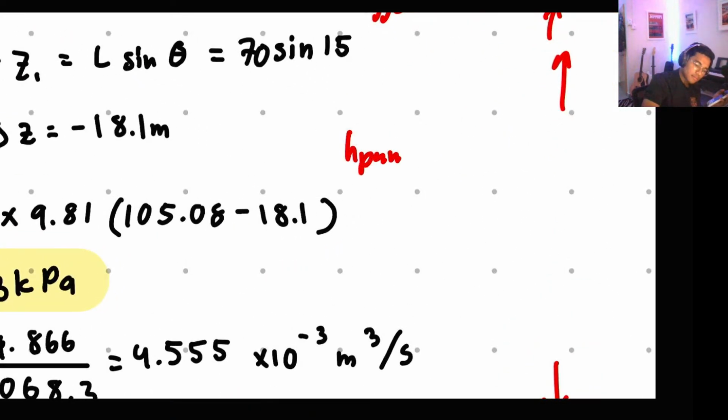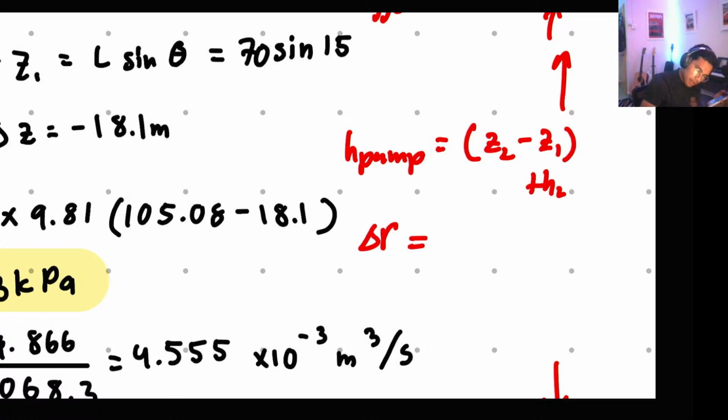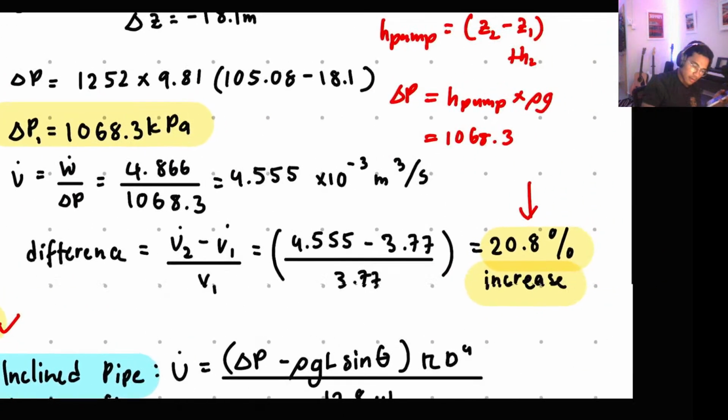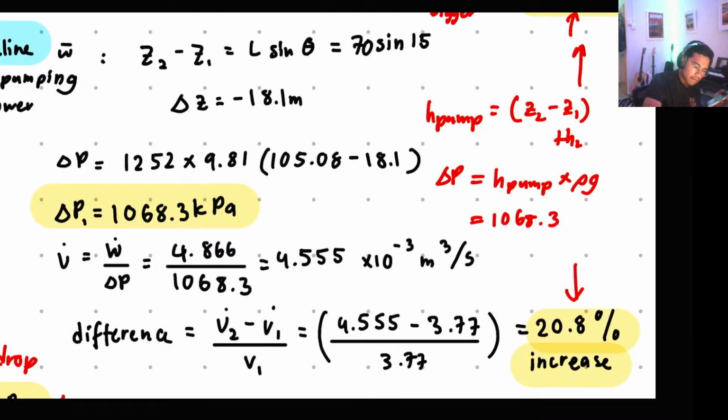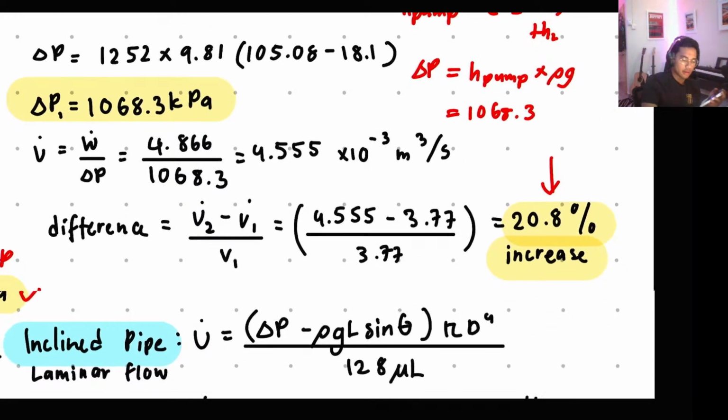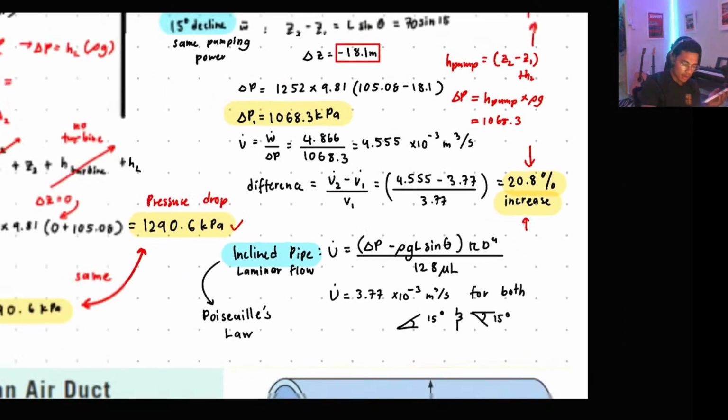Find H pump, which equals Z2 minus Z1 plus HL. Pressure difference equals the H pump multiplied by rho g. So you will get 106.83. This is negative because this is negative. So the head loss is actually head increase, because if you go down a pipe, you can gain potential energy. So the flow rate increases, so that makes sense.